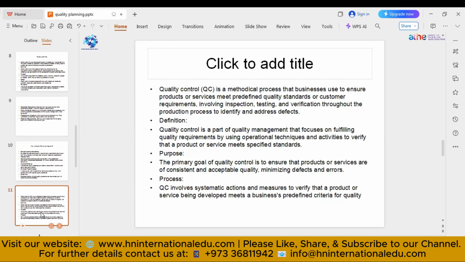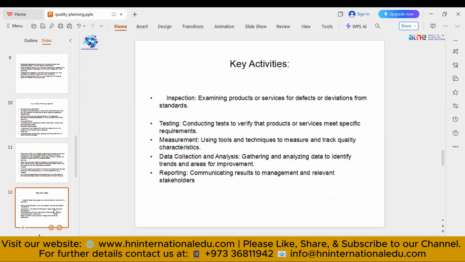Purpose: the primary goal of quality control is to ensure that products or services are of consistent and acceptable quality, minimizing defects and errors. Process: quality control involves systematic actions and measures to verify that a product or service being developed meets a business's predefined criteria for quality. Okay, it should be of best quality. For that purpose, this process is carried out.